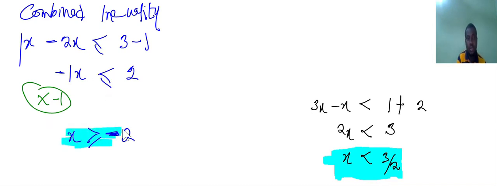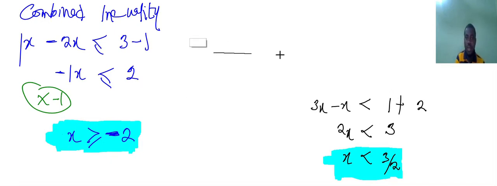Now we also have this. Let's see how the answers can be combined. The answers can be combined by considering a single number line and observing their orientation on it. This is reference point 0, negative 2 towards the left, and 3 over 2 is a positive number, obviously towards the right of 0.